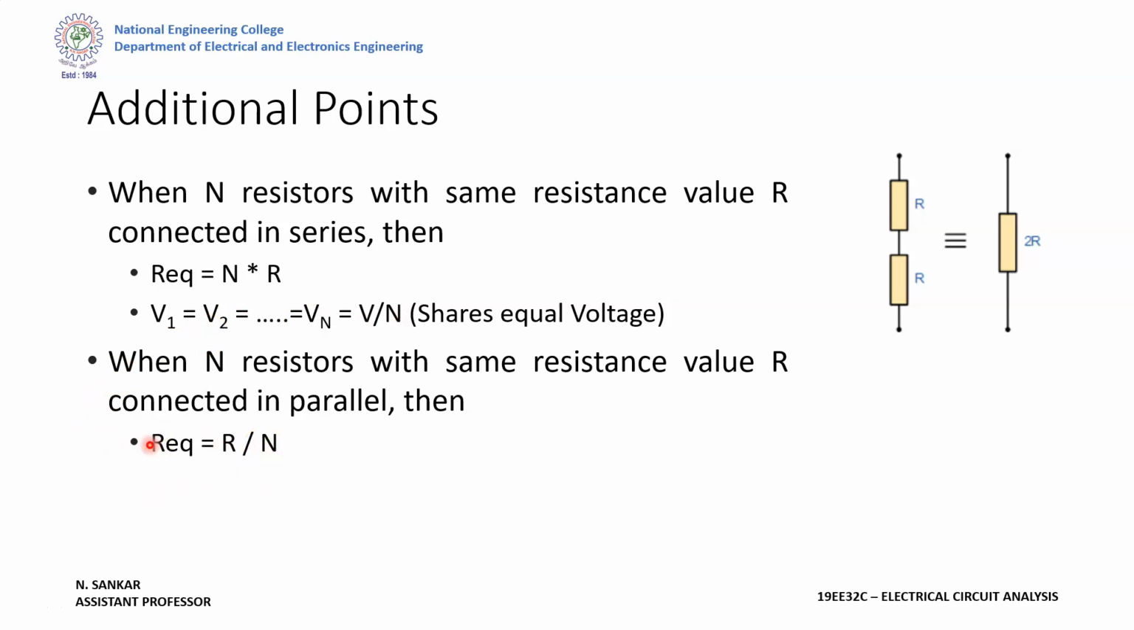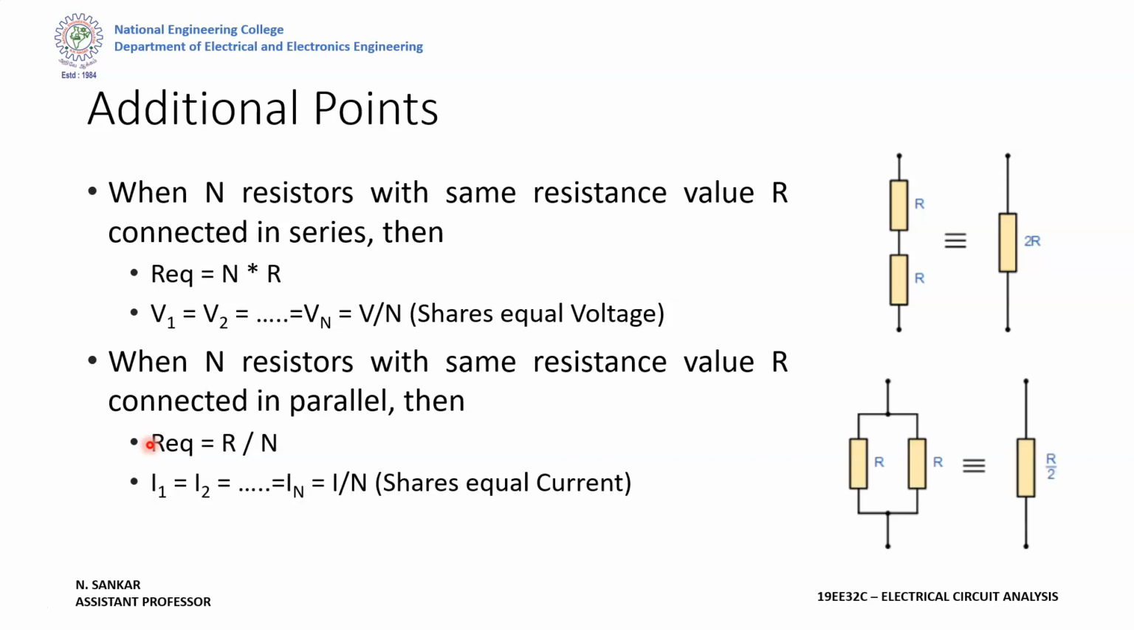In that situation, the current shared by each resistor will be the same, that is I by n, where I is the total current and n is the total number of resistors.